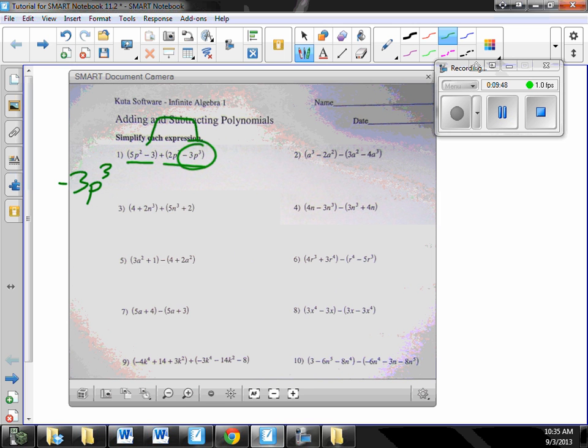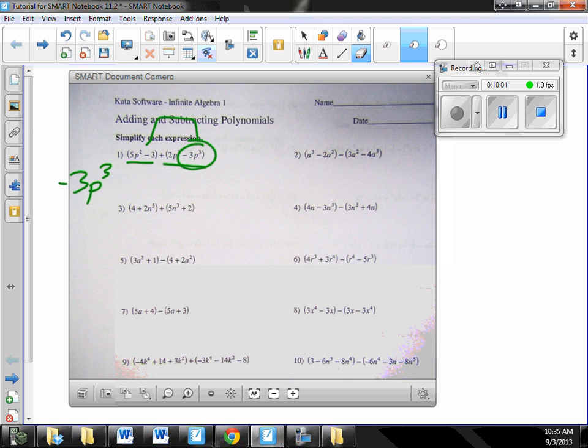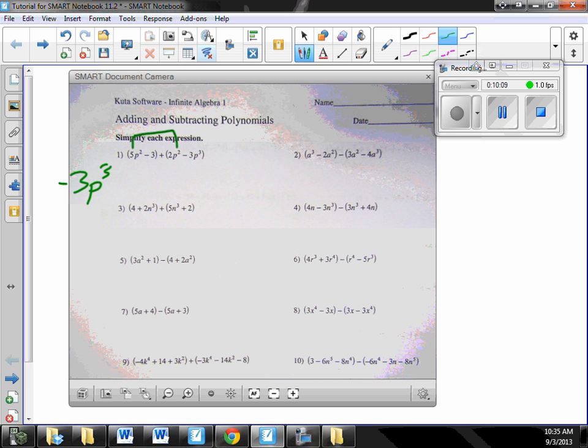Okay, so the next biggest one would be the p squareds. Do I have like terms with the p squareds? Yeah, I have a 5p squared and a 2p squared, and when I add those together, I get 7p squared. And the only thing left is that negative 3. So if there are like terms, you can put them together. If there are not like terms, then you can't.